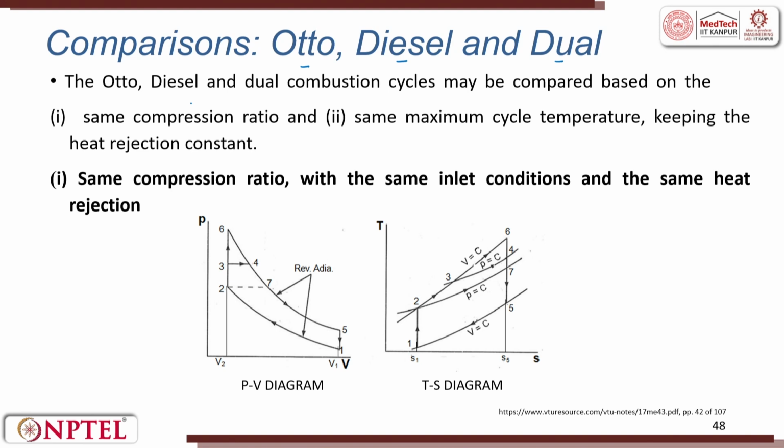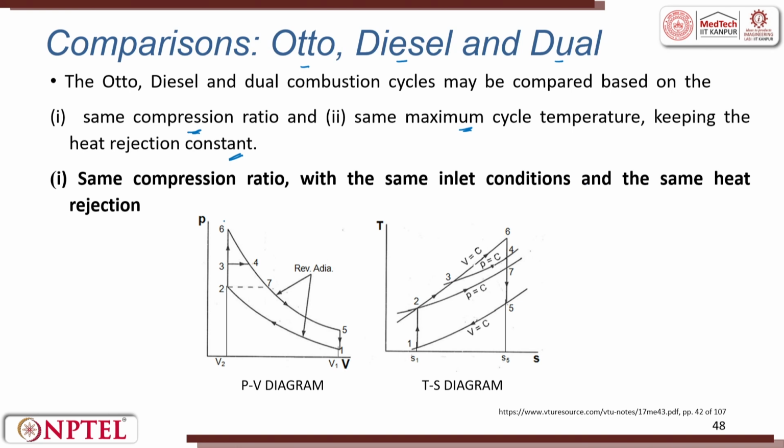The Otto cycle, diesel cycle and dual cycle may be compared on the same compression ratio, same maximum cycle temperature, keeping the heat rejection constant. So, the same compression ratio with the same inlet condition and the same heat rejection.